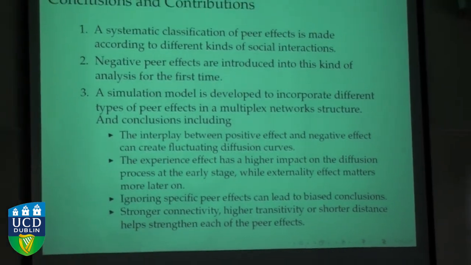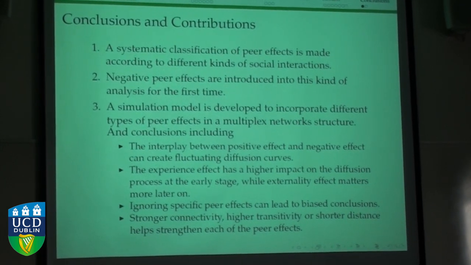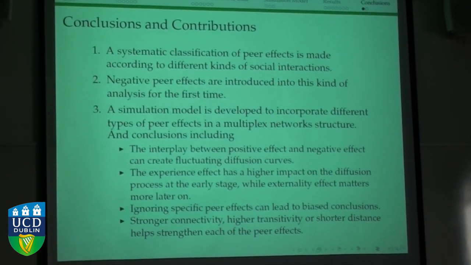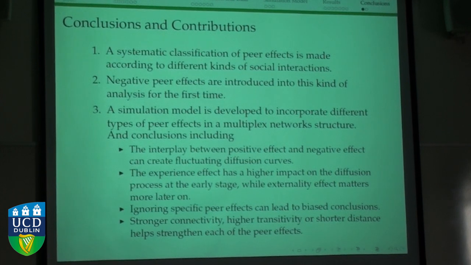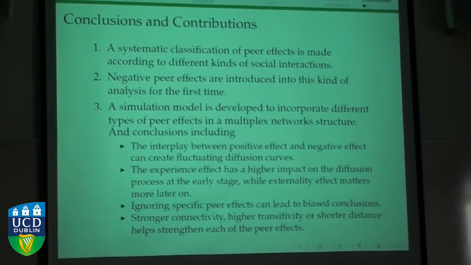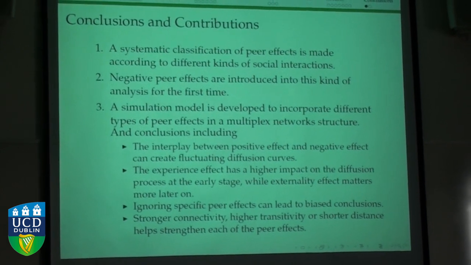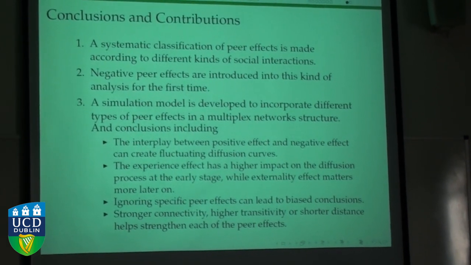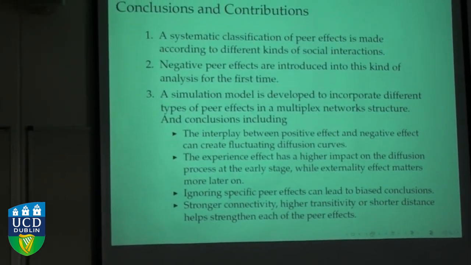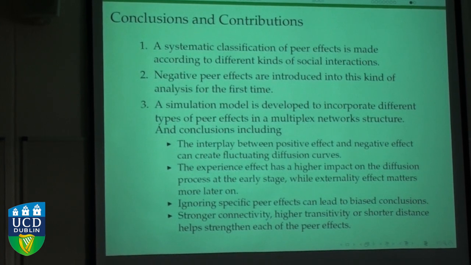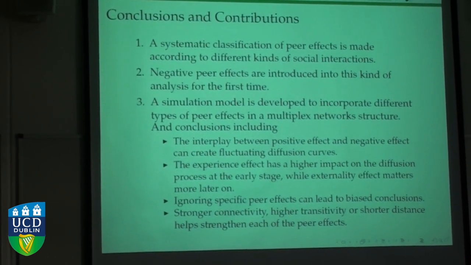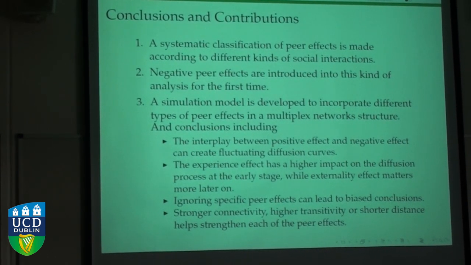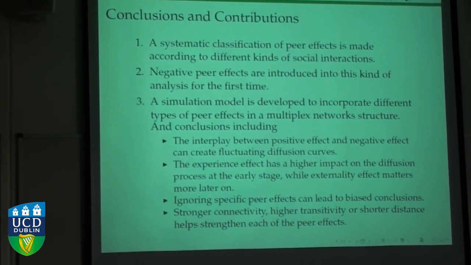And now we come to the conclusions. The first one is that a systematic classification of peer effect is made according to different types of social interactions. In this classification, the negative peer effect is introduced into this kind of analysis for the first time. And we also propose a simulation model to incorporate different types of peer effects in the multiplex network. By running this model, we find a few interesting conclusions.